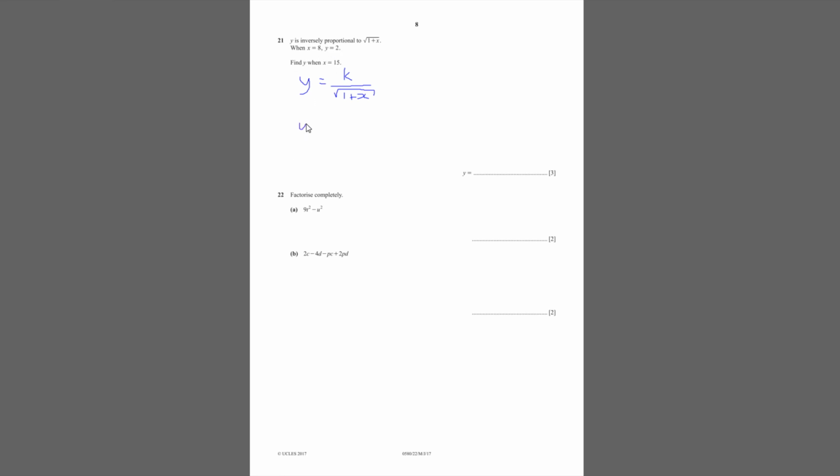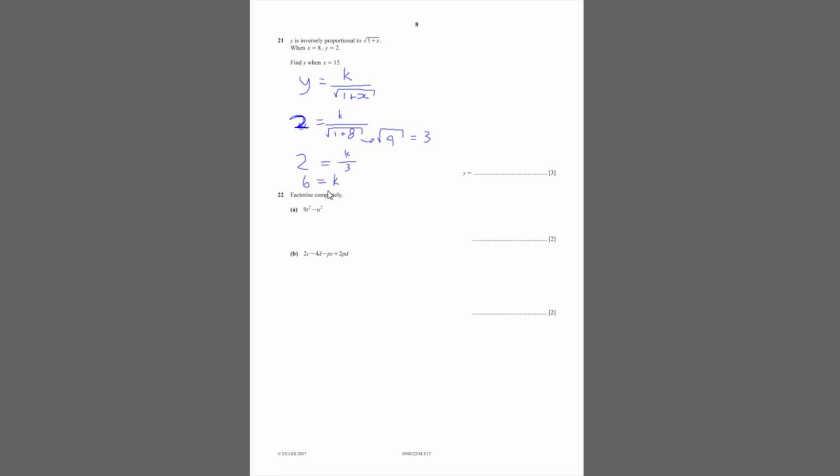So, 2, not y anymore since y has been replaced by 2, equals k over square root of 1 plus 8, which is the square root of 9, which in turn is 3. So we have 2 equals k over 3. If we multiply both sides by 3, we get 6 equals k.